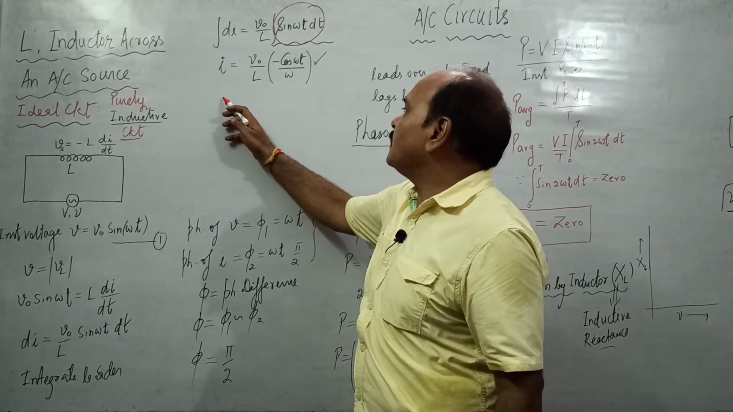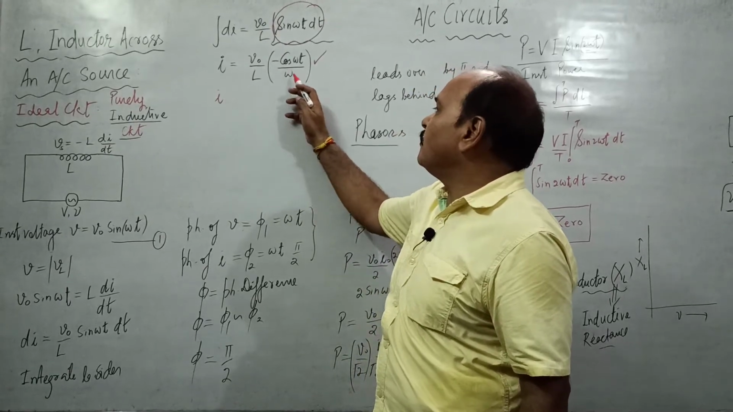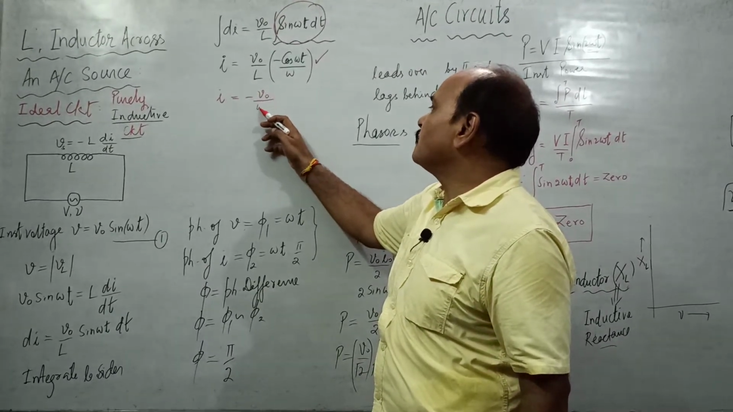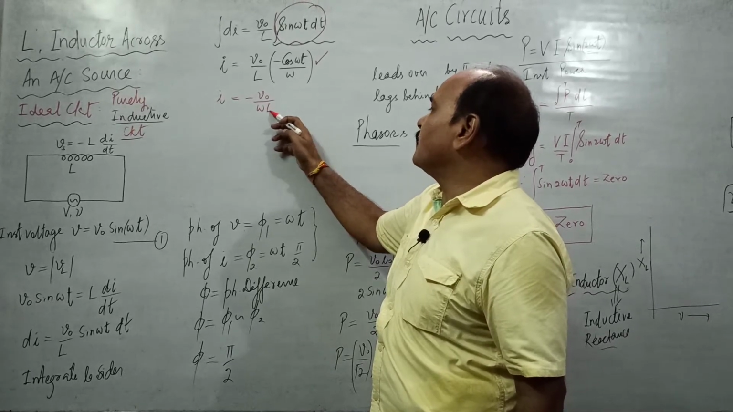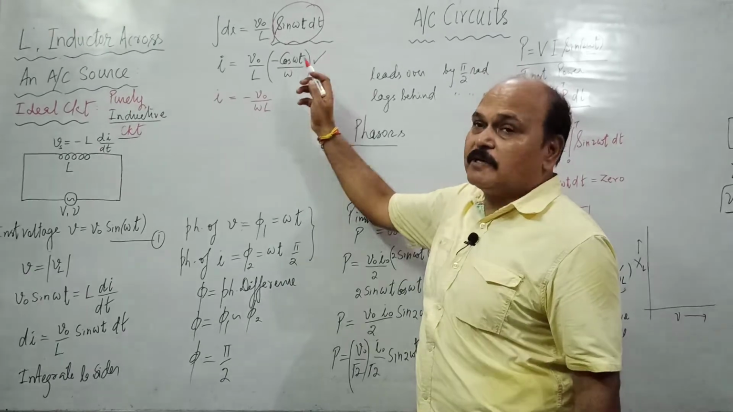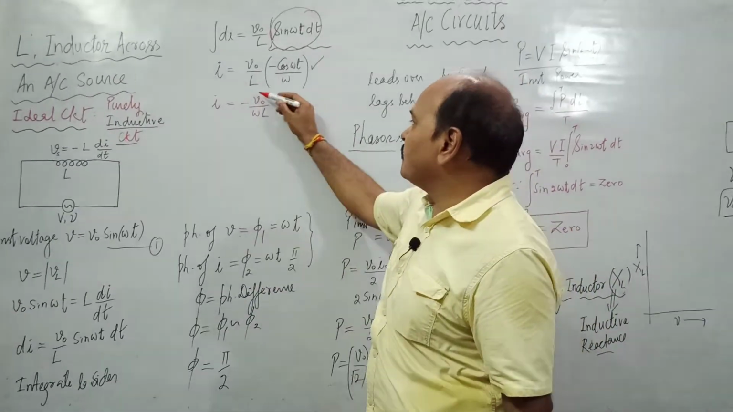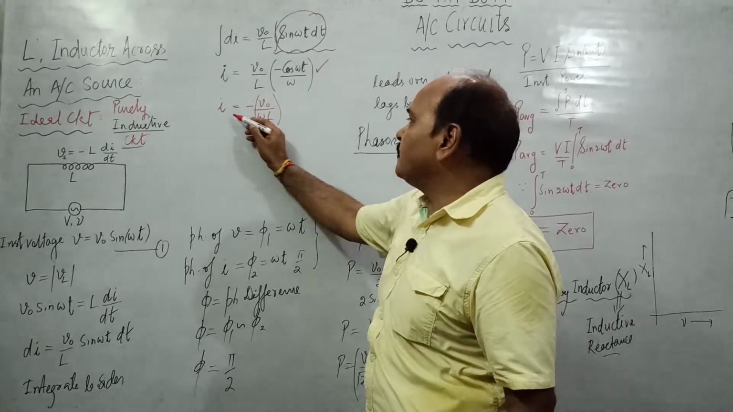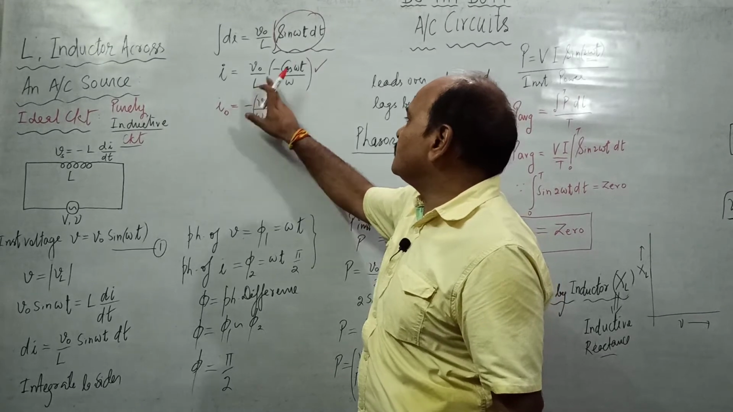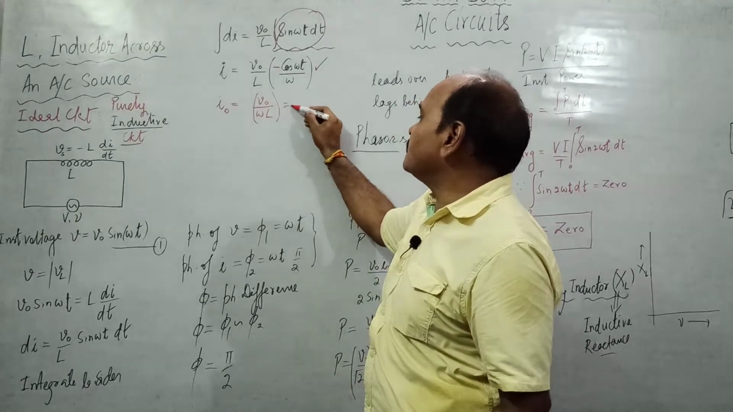Now this I is going to be maximum when the value of this cos function is maximum, and that is 1. So when we write cos of omega t as 1, we get the maximum value of current. So what is this quantity? V naught by omega L is nothing but the maximum value of current. Yeah, this is the negative sign. So the maximum value of current is V naught by omega L. This is the peak value of current.